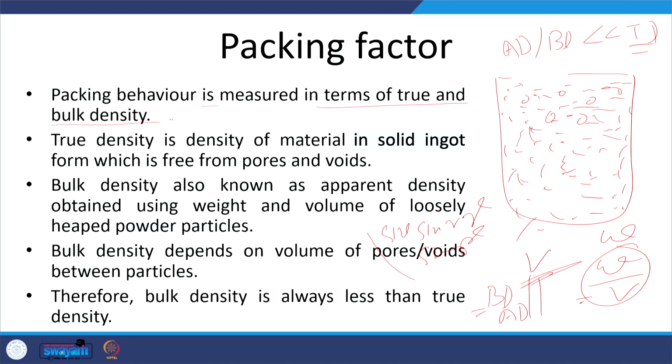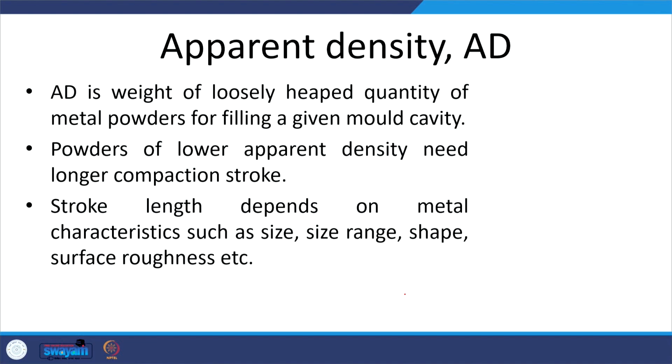As I said, the packing behavior of the powders is judged in terms of two parameters: true density and bulk density. True density is the density of the material in the solid ingot form, which is free from pores and voids. But the bulk density, also known as the apparent density, is obtained using the weight and the volume of the loosely heaped powder particles. The bulk density depends on the porosity and the pores and voids between the powder particles. Therefore, bulk density is always lesser than the true density.